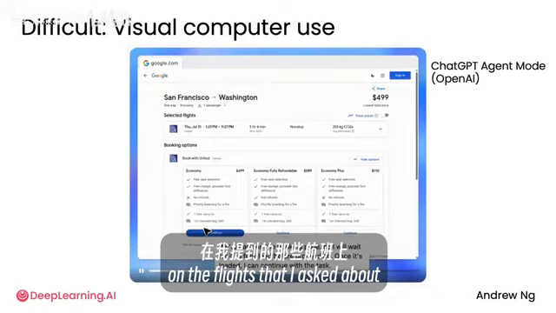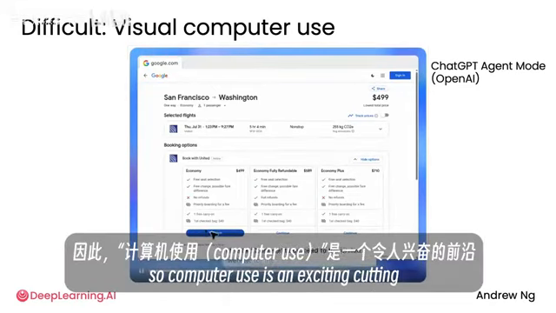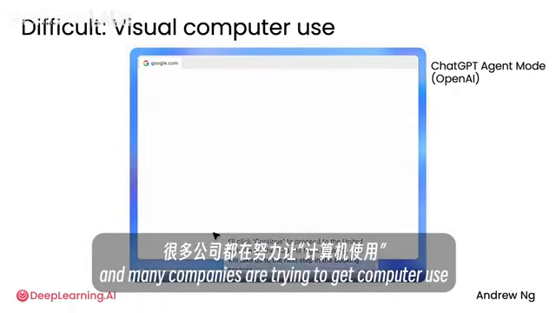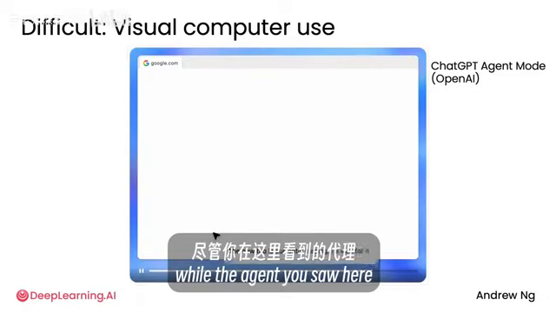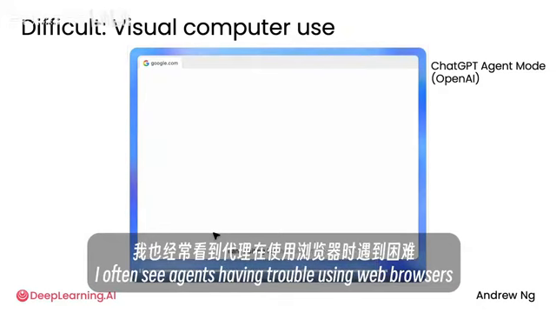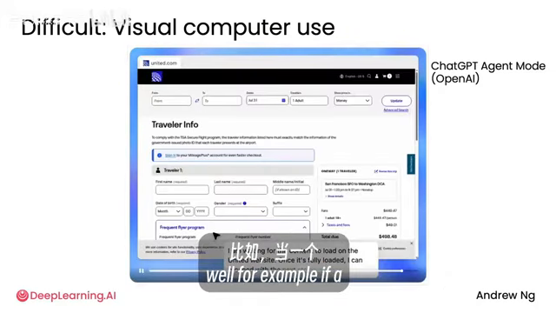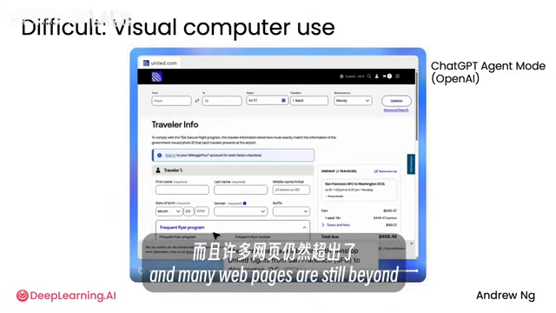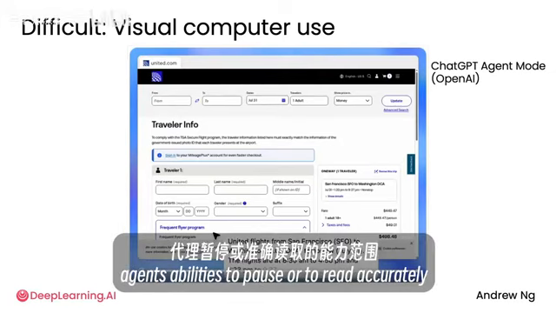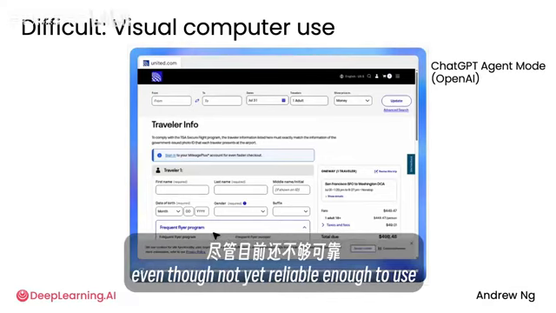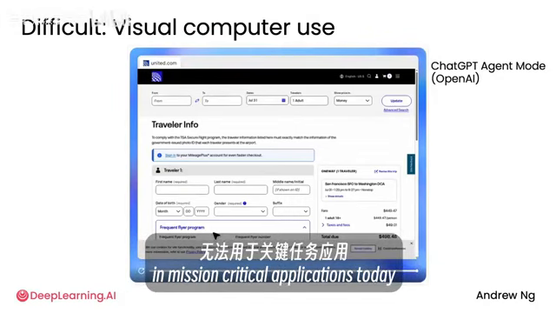So computer use is an exciting cutting-edge area of research right now, and many companies are trying to get computer use agents to work. While the agent you saw here did eventually figure out the answer, I often see agents having trouble using web browsers as well. For example, if a web page is slow to load, an agent may fail to understand what's going on, and many web pages are still beyond agents' abilities to parse or to read accurately. But I think computer use agents, even though not yet reliable enough to use in mission-critical applications today, are an exciting and important area of future development.